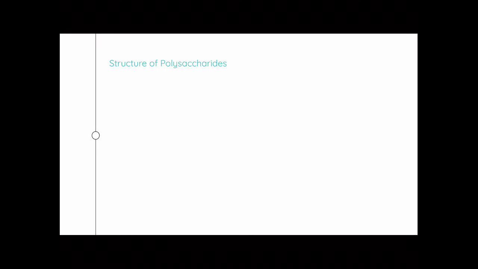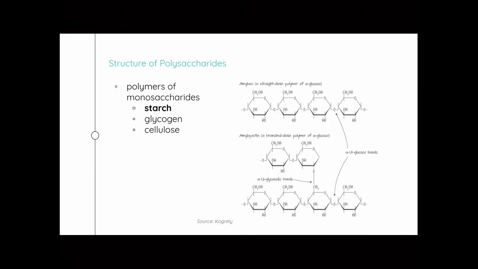Finally, polysaccharides are polymers of monosaccharides. Due to their large size, they are mostly insoluble in water. The 3 most common polysaccharides are listed here, and they are all polymers of glucose. Starch is a means of storing energy in the form of glucose in plants. Starch is helical in structure, may contain branches, and is soluble in water.